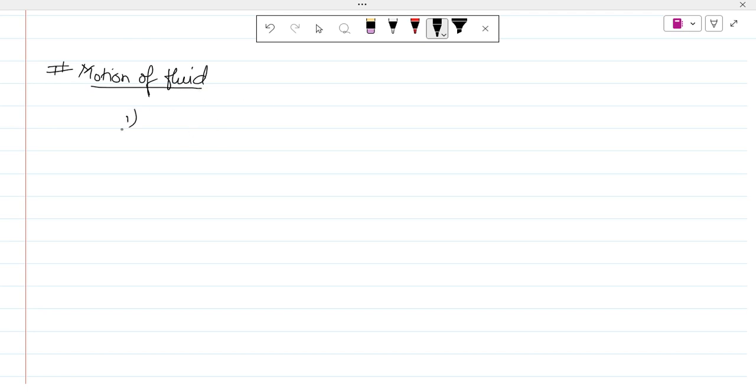Suppose we have four different kinds of motion of fluid particles. We have considered the fluid particle to be of this shape. If a fluid particle is displaced from one position to another position, it is called linear translation.